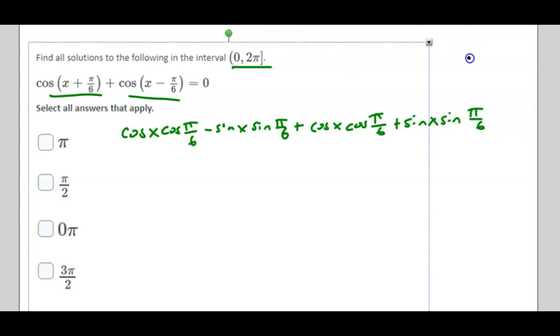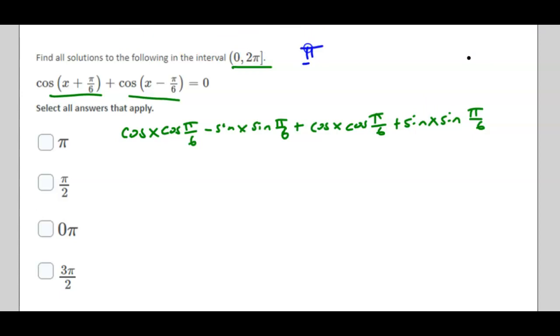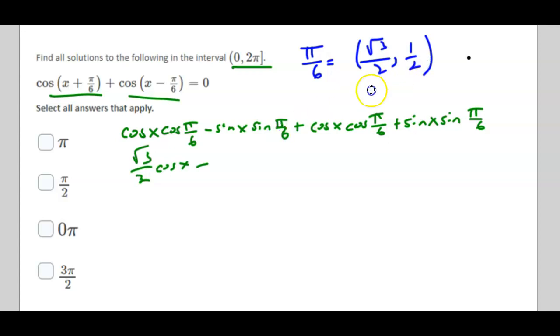Now, real quick. Pi over 6 has radical 3 over 2, 1/2. So, guys, cosine of pi over 6 right here is going to be radical 3 over 2. So this is radical 3 over 2 times cosine of x. And then sine of pi over 6 is going to be 1/2. So this is 1/2 times negative sine.